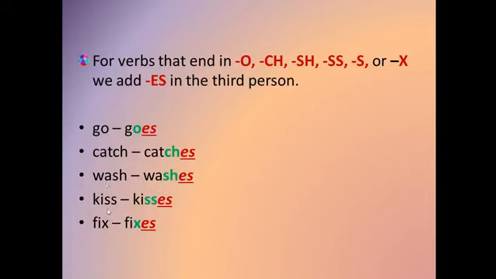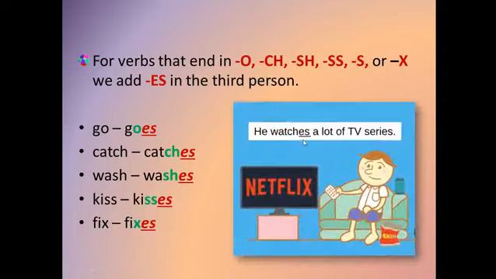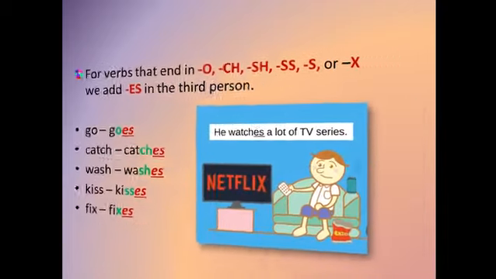Okay, of course here kisses, double s, and my subject is he kisses, so I add an es in the present simple. She fixes, my subject is she, but my verb ends in an x, so I add an es in the present simple. Okay, like here we said he watches a lot of TV series.